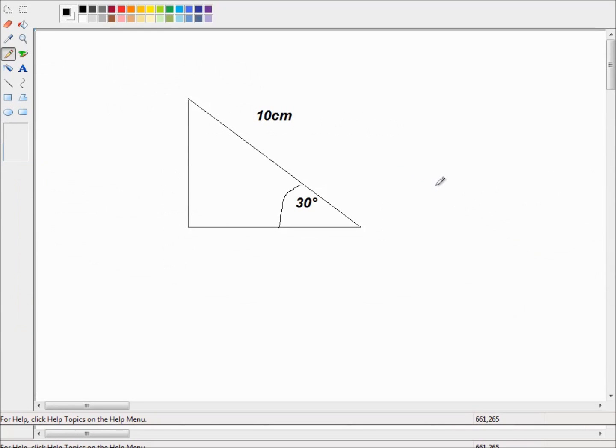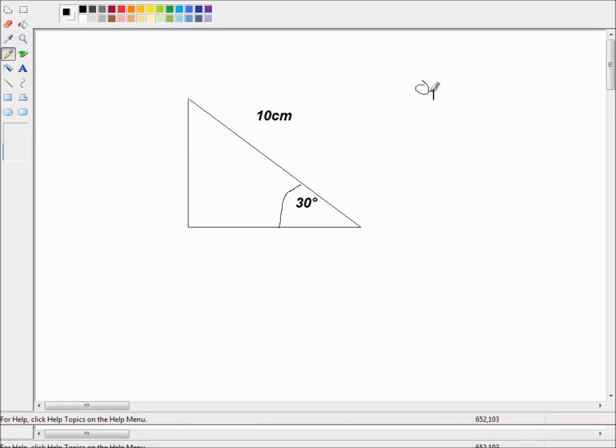Okay, well, so much for the theory. Let's have a go at putting this into practice. Let's say we're given a right angled triangle and we're told that the hypotenuse is 10 centimetres and the angle is 30 degrees, and we're asked to find the lengths of the other two sides. Okay, well, the first thing we can find is the opposite side, knowing that opposite over hypotenuse is sine theta.